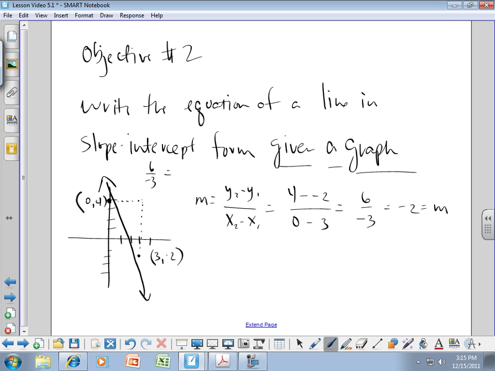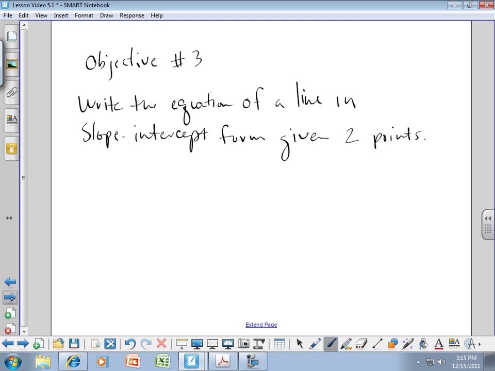Now, if you'll look closely at this graph, you'll see that they've given you the y-intercept. What's the y-intercept? Where does the line cross the y-axis? At 4. Very good. So what's the equation of this line? Well, y equals -2x plus 4. Find the slope, either by counting or by doing the slope formula. Find the y-intercept. Oh, that was nice. They gave it to us as one of the points. Write your equation. All right? That's objective number 2.